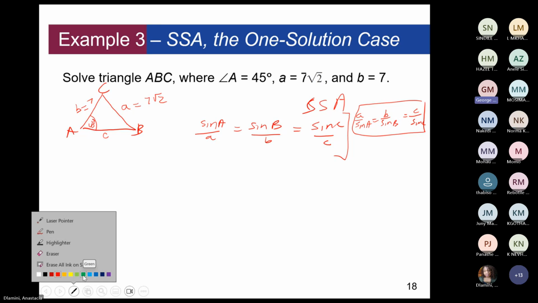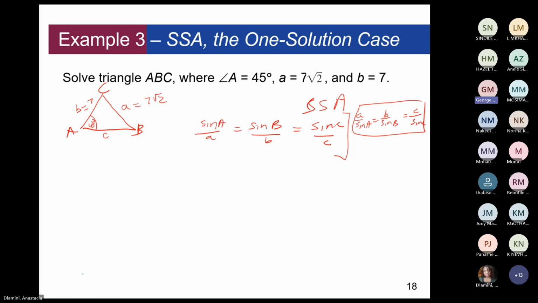So sine A is given. Sine of 45 degrees over 7√2 is equal to 7 over sine B. So we can find the angle B. Wait, you're saying 7. Which one are you using? Are you here or are you here?